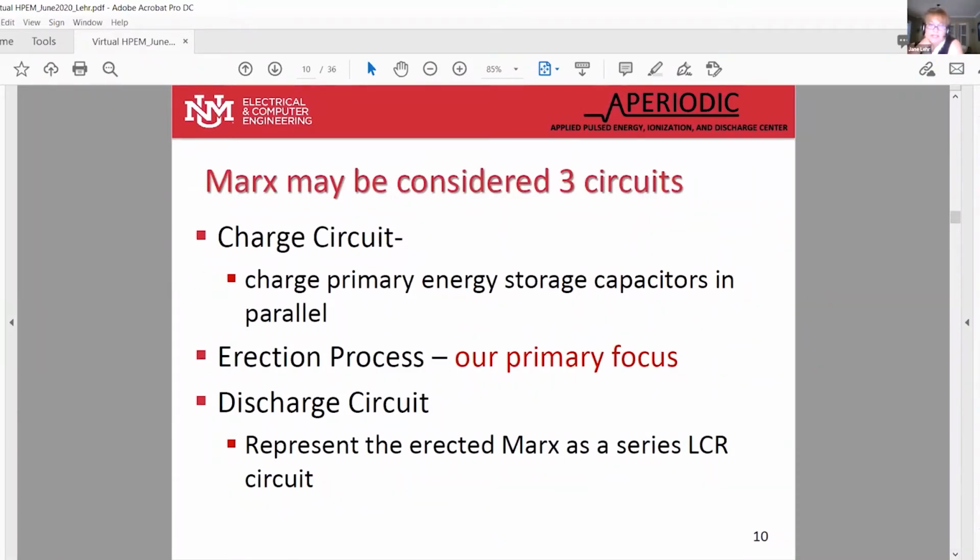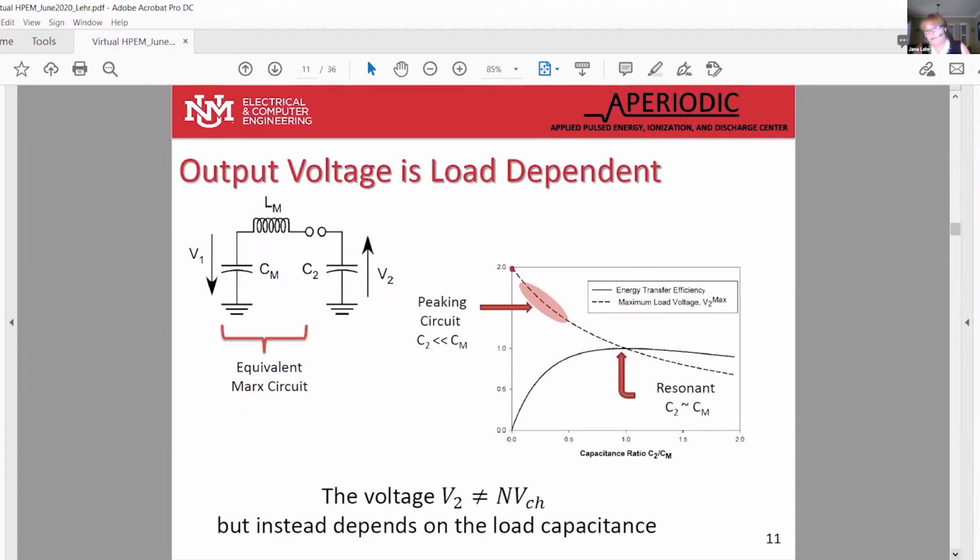We're specifically interested in the erection process. The circuits are separable. The charge circuit and the discharge circuit are both very important, but the erection process is the one that's most critical to its operation. This actually uses the discharge circuit, so we can easily make an equivalent circuit by reducing the Marx equivalent to a capacitor in series with an inductor as a very simple model.